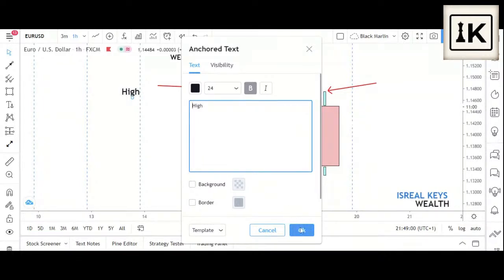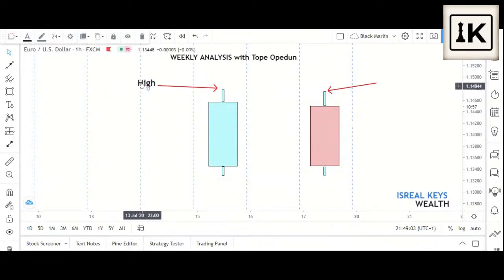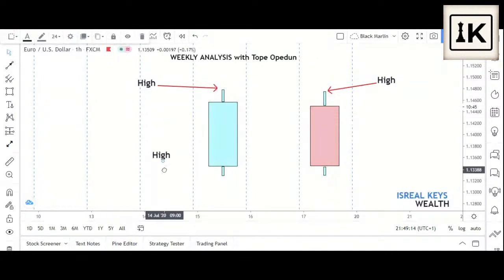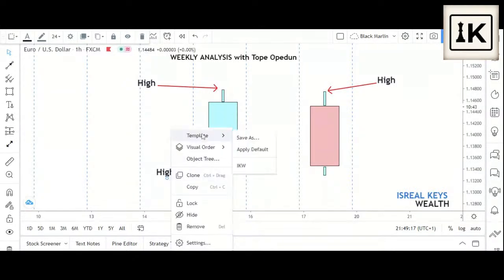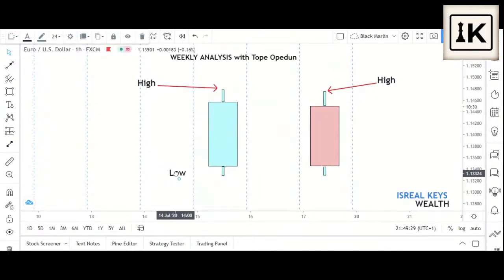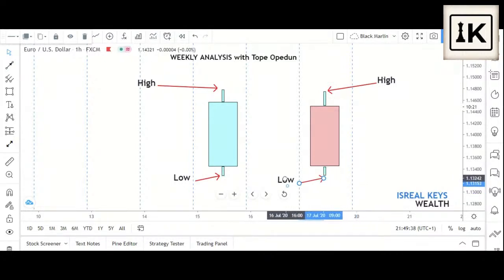But let's move on. Let me just show you this quickly. High. So this is a bearish candle, and this is a bearish candle, and that's a bullish candle. And then the very bottom of any candle is called, you guessed it, a low. Same thing for a bearish candle.